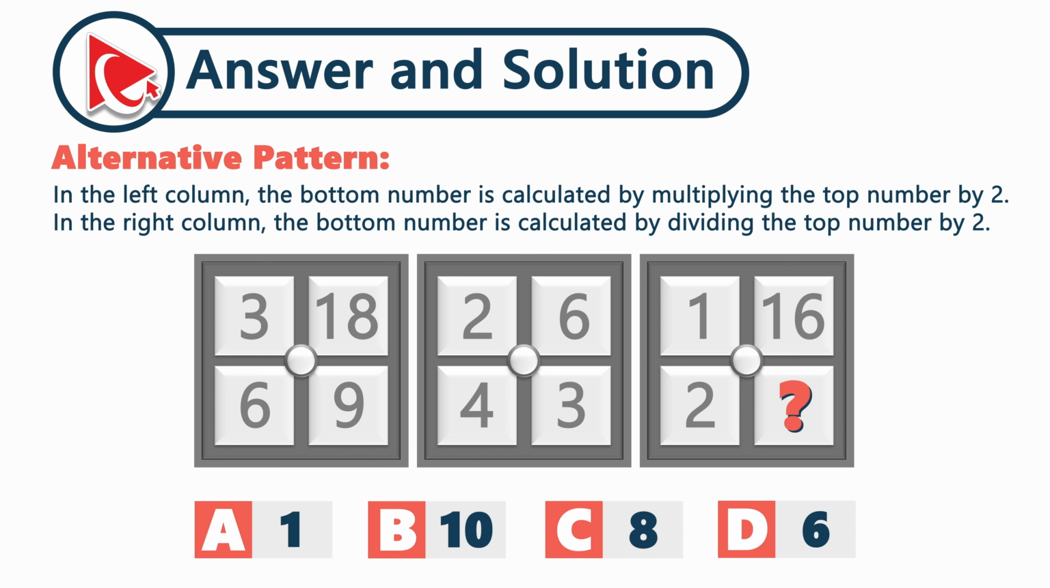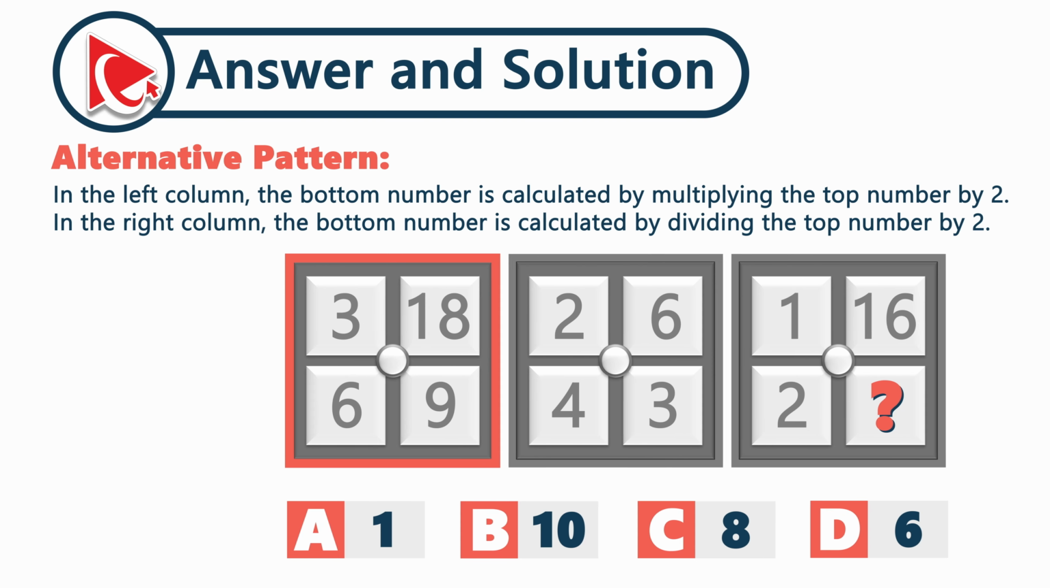For example, in the left column, we could calculate the bottom number by multiplying top number by 2. And in the right column, we could calculate the bottom number by dividing the top number by 2. Let's look at the example. 3 multiplied by 2 equals 6, and 18 divided by 2 equals 9. The cool thing is, regardless how you choose to do it, you will get to the right answer.